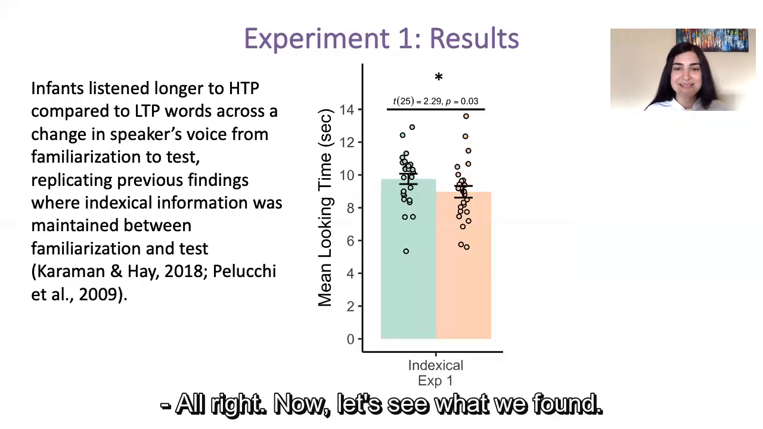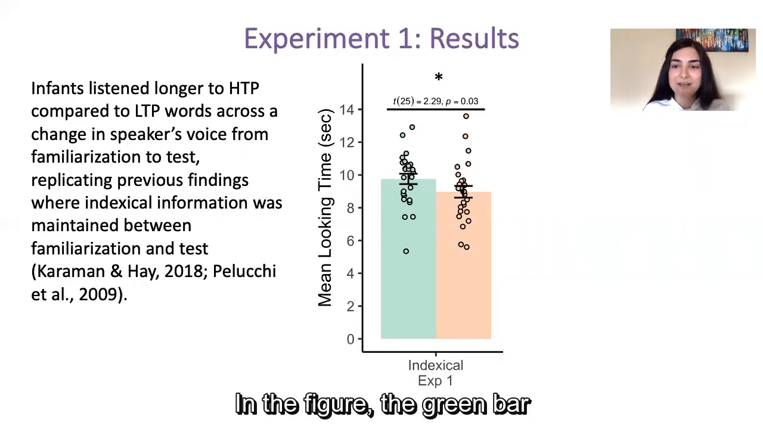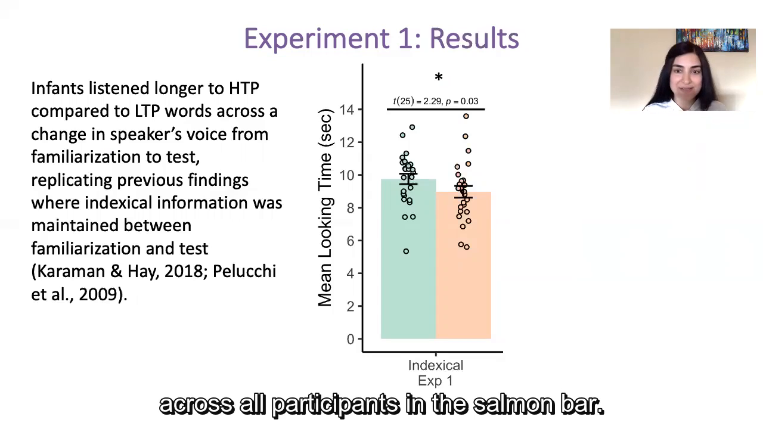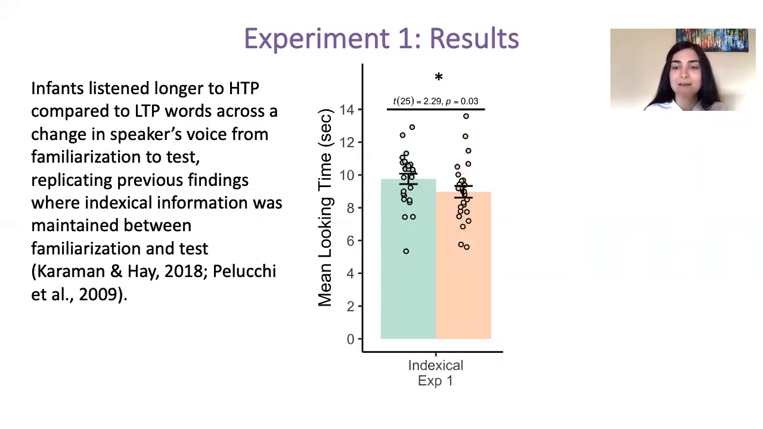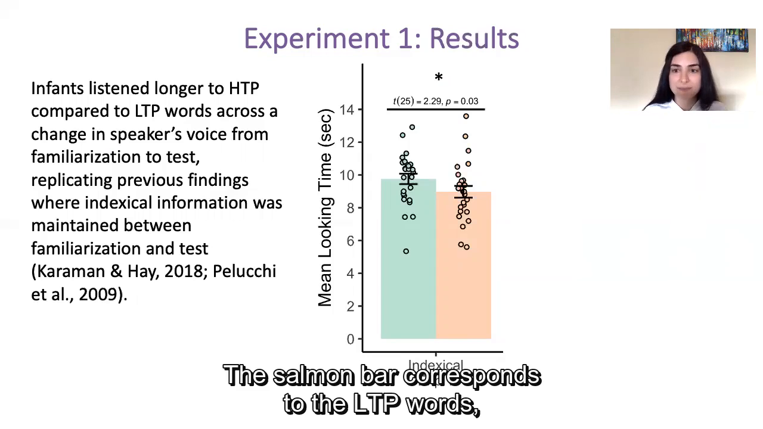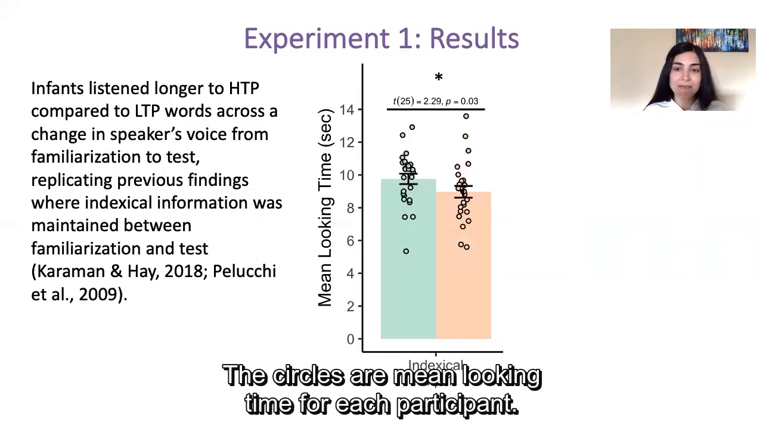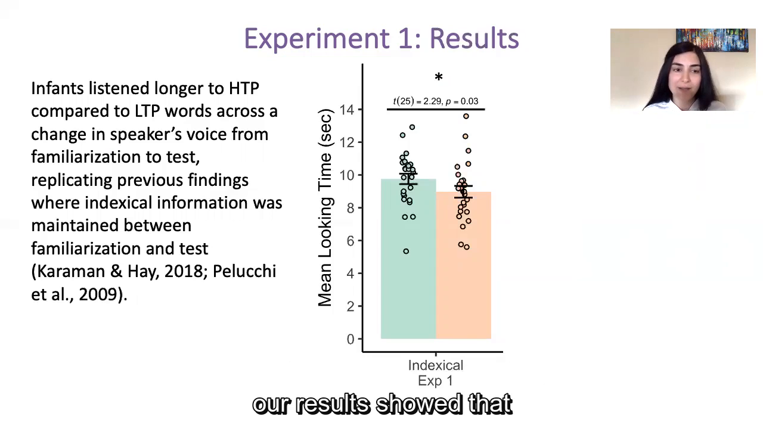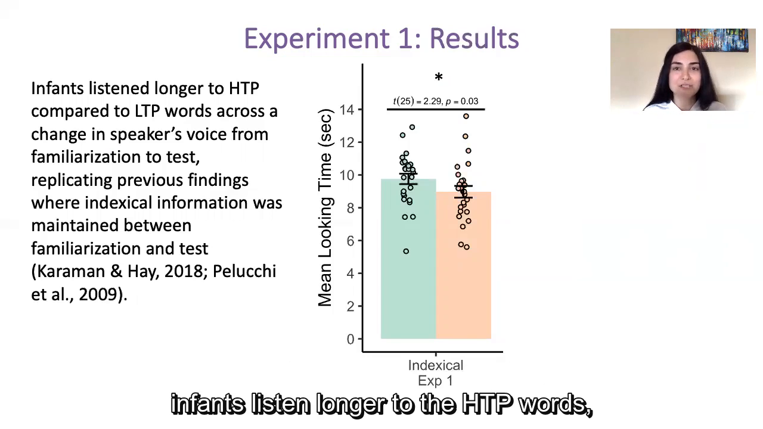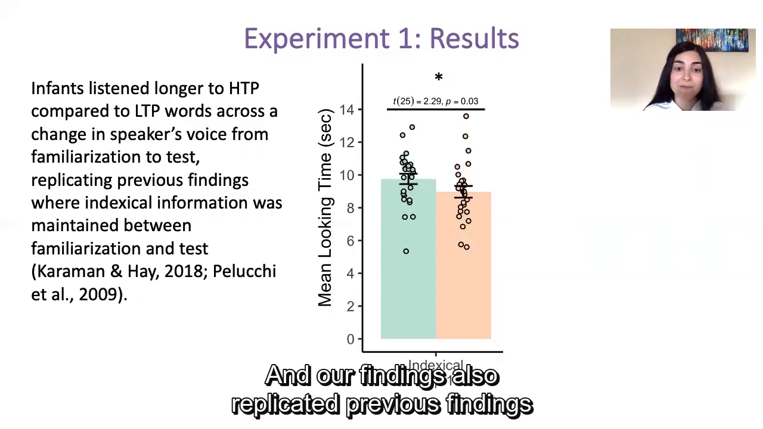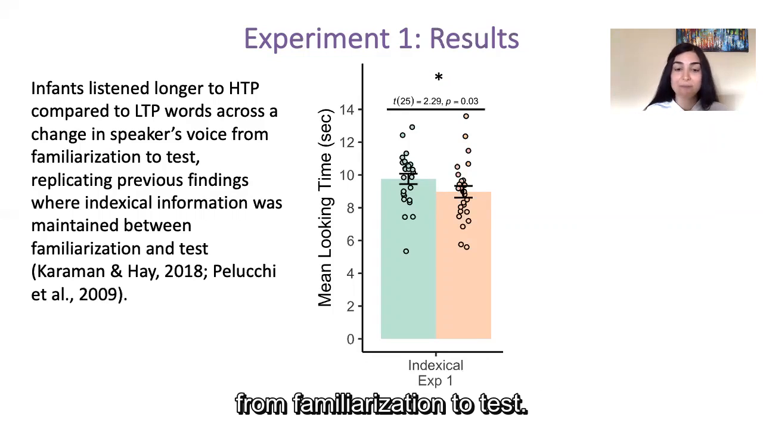All right, now let's see what we found. In the figure, the green bar is the average looking time to HTP words across all participants, and the salmon bar corresponds to the LTP words. The y-axis shows the mean looking time in seconds. The circles are the mean looking time for each participant. Our results show that infants listened longer to the HTP words compared to the LTP words. And our findings also replicated previous findings, where indexical information was maintained from familiarization to test.